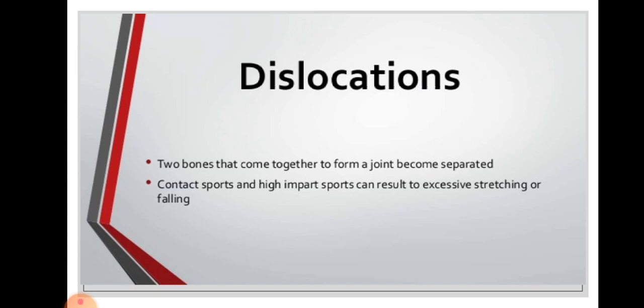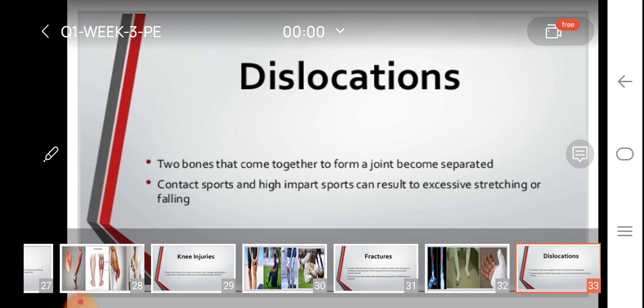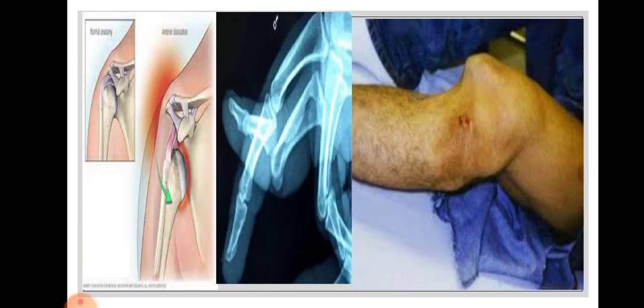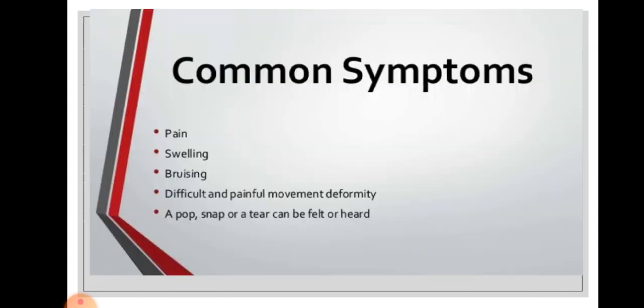Next is the dislocation. Two bones that come together to form a joint become separated. So, yan yung mga sample ng dislocations. Medyo nakakilabot. Meron sa balikat, sa daliri, sa tuhod, or in any body parts na may tendency laging nagagamit kaya nagkakaroon ng dislocation. For example, in volleyball, when you hit the ball hard, di ba? There can be a chance for dislocation of your shoulder. Okay? For running, the knee injury.